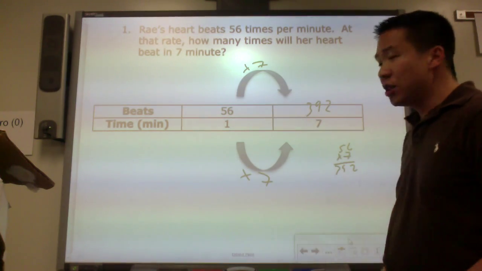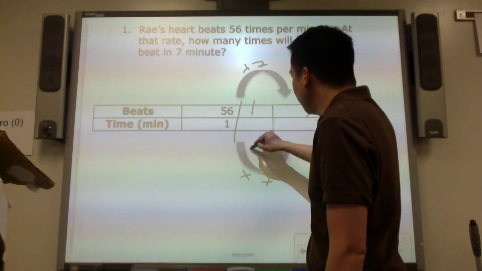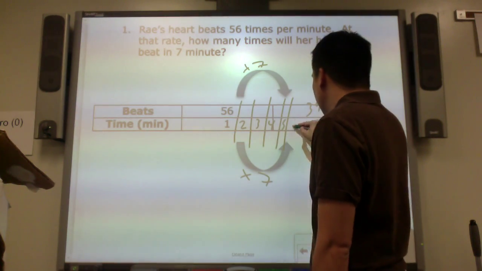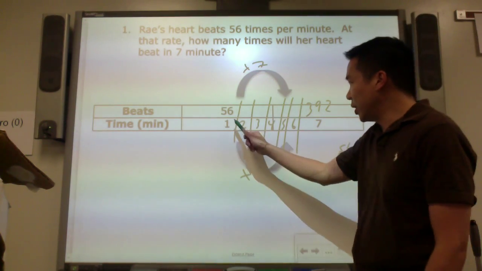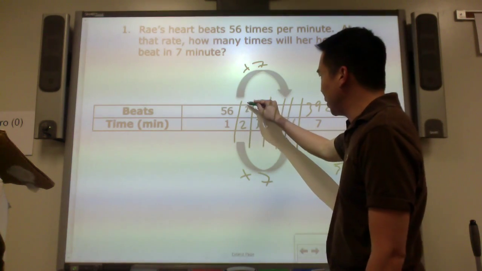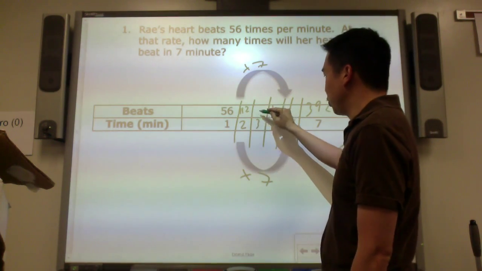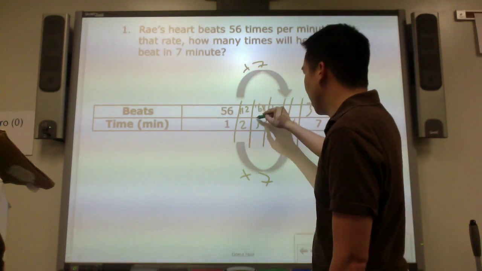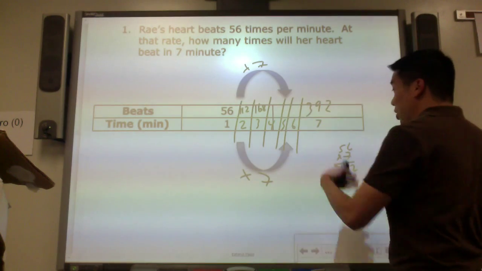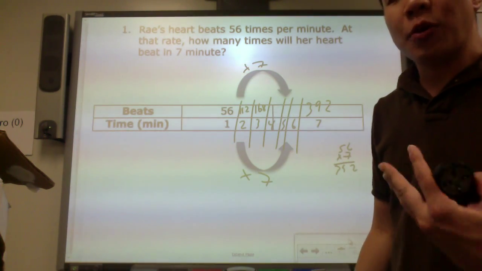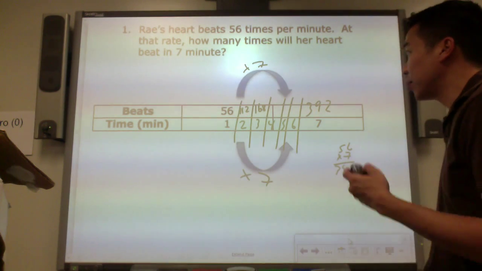Some kids do not like this way. Some kids would rather skip count, which is nothing wrong. 1, 2, 3, 4, 5, 6. So if you skip count 56, that would be 112. If you skip count 56 more, that would be 168, and so on until you reach 392. I think that's slower. I'd rather multiply, because repeated addition is multiplication.